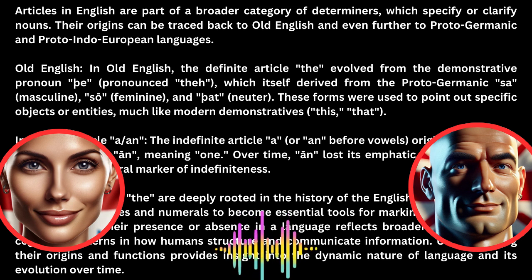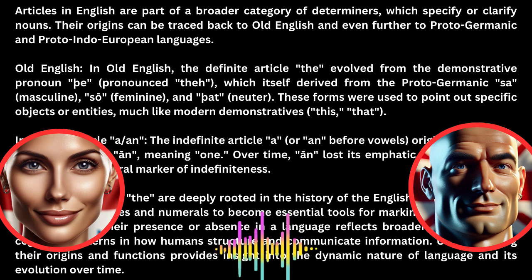So we've covered the history of articles, the fascinating concept of grammaticalisation, and their roles in communication. Is there anything else we should know about these linguistic marvels? There's always more to explore in the world of language. And speaking of exploring, in part 3, we'll delve into how other languages approach this concept of definiteness and indefiniteness. Because, believe it or not, articles aren't a universal feature of all languages.